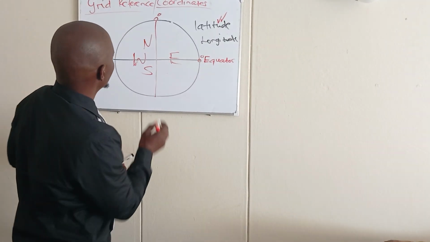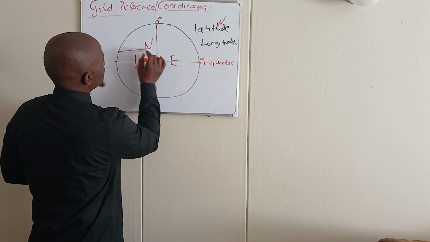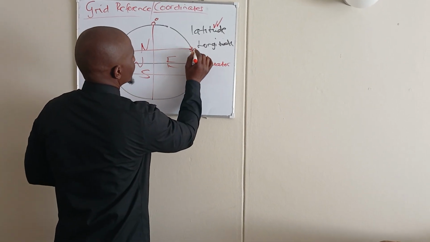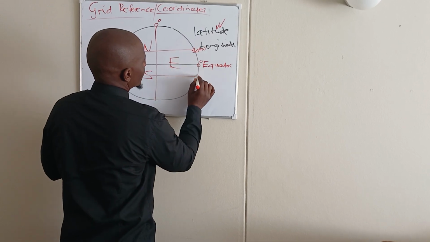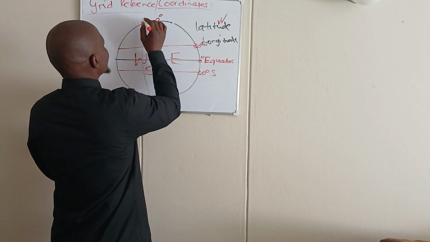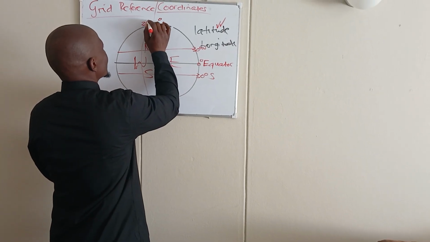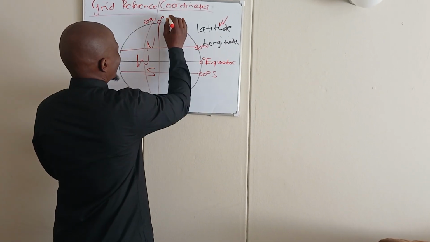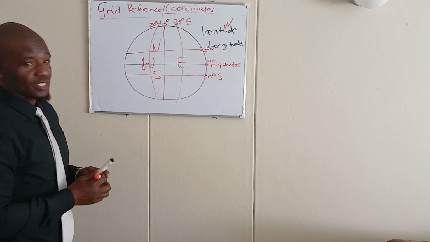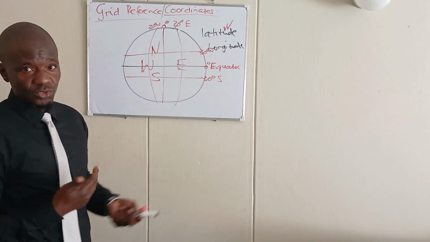When we are writing coordinates, let me just demonstrate this so that it's easier. I'm going to write 30 degrees north. I'm going to write here 30 degrees south. I'm going to write here 30 degrees west. I'm going to do here 30 degrees east. I'm going to use this just to illustrate in a simpler way, then I'll move on to use the map.